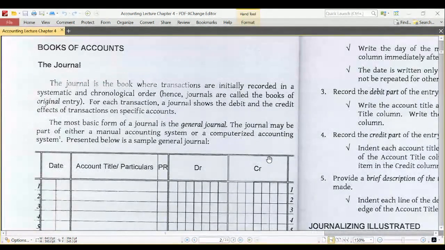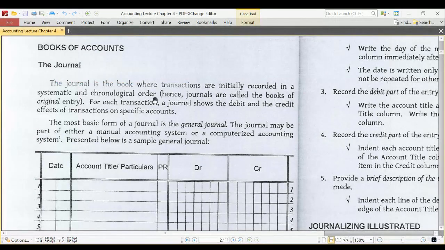I presume that you have read this already, kaya bibilisan natin. Books of accounts, what are the different books of accounts? Examples, journal, and then ledger. So journal, ano yung journal? This is the book where the transactions are initially recorded in a systematic and chronological order.